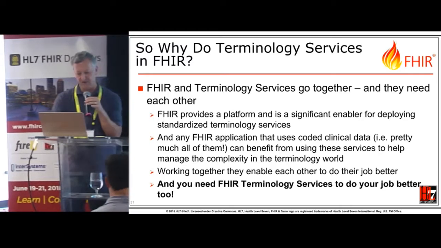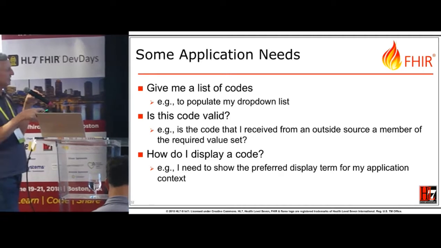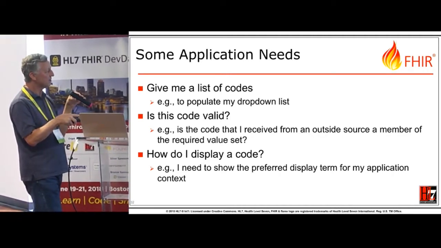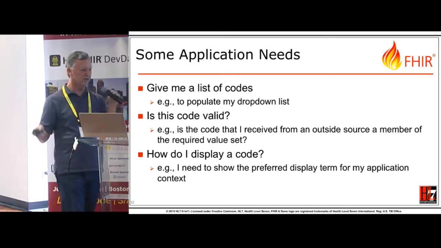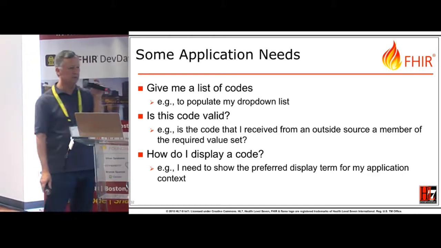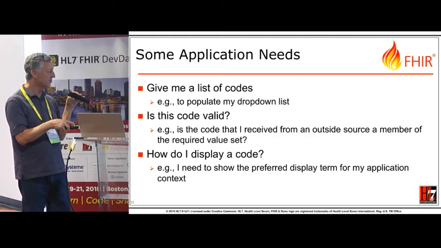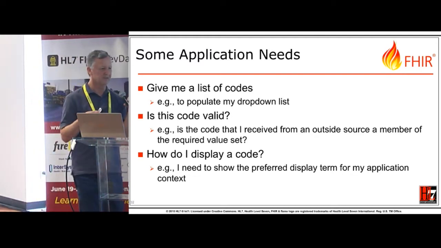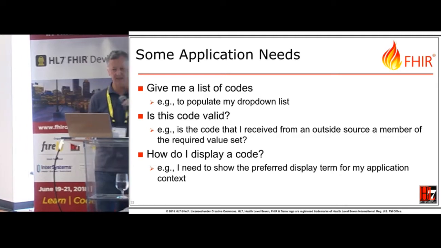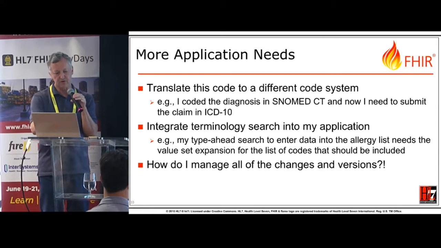You need to be able to use this stuff in your applications. So, quickly, some application needs, things like you might want to give me a list of codes, or populate a drop-down, or find out if a particular code is valid. A code that I received in an outside message, or from a post or put on my REST endpoint, is that a valid code? Well, I need to find out. So I need ways of doing that. How can I display it? I've got this code, but what is it? I need to see a string that I can read, to see what it is and find out some more things about it. So I need to be able to do all those things.